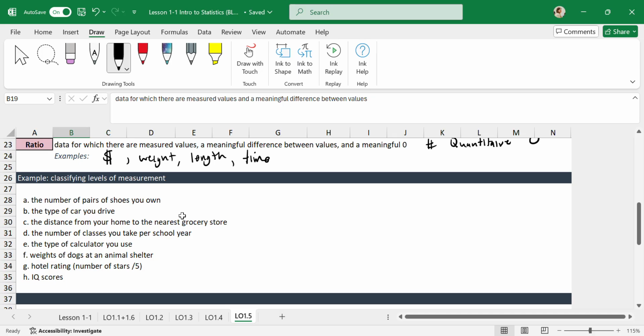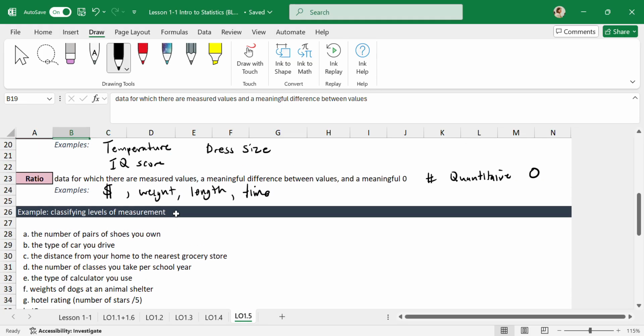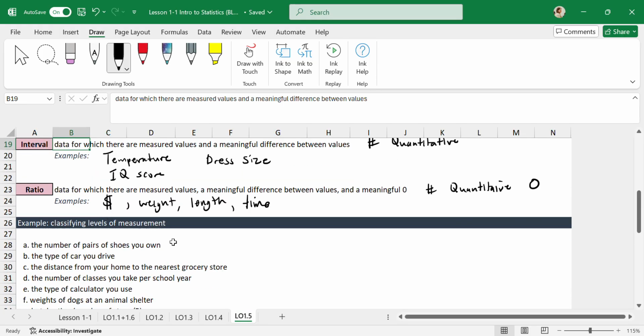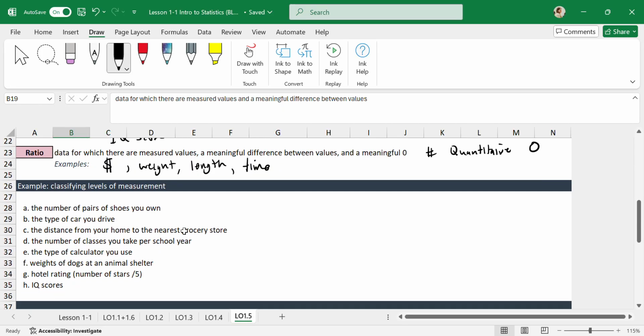So let's go through the exact same examples we already did, but this time try to classify them as nominal, ordinal, interval, and ratio. The number of pairs of shoes you own. That's a number. When it's a number, it will either be interval or ratio. If you own 0 shoes, do you actually have none? The answer to that would be yes. So that means it's ratio. It has a meaningful 0.